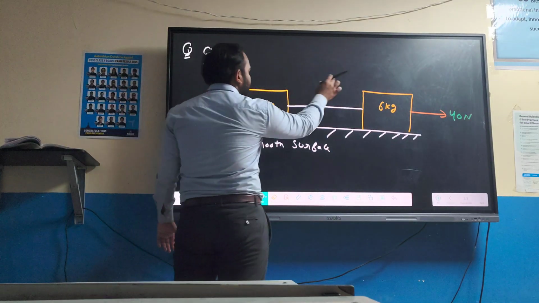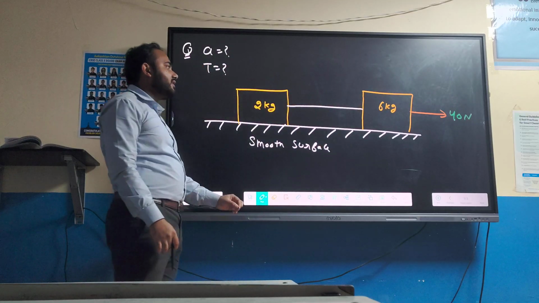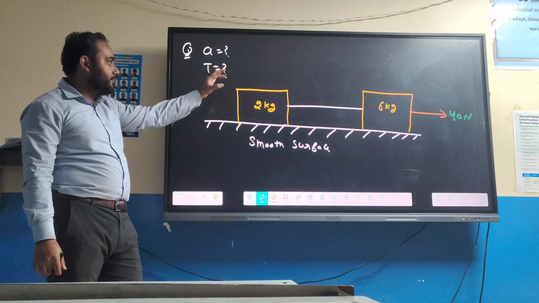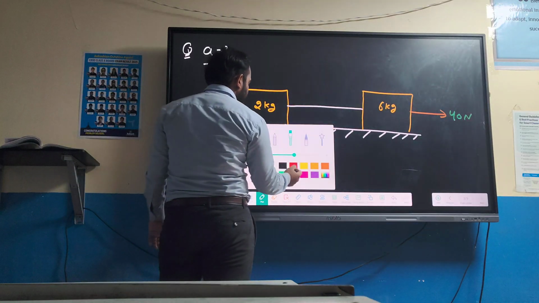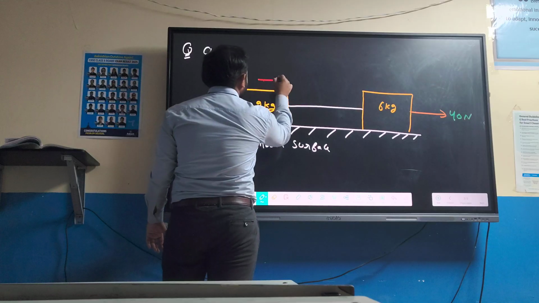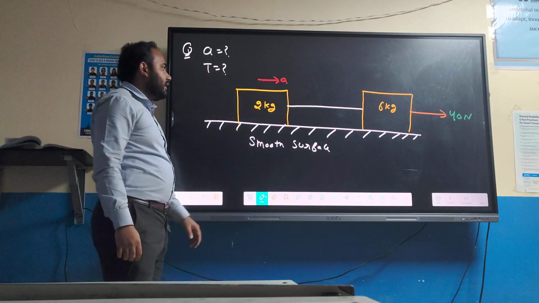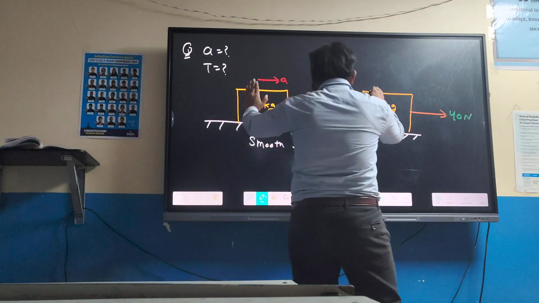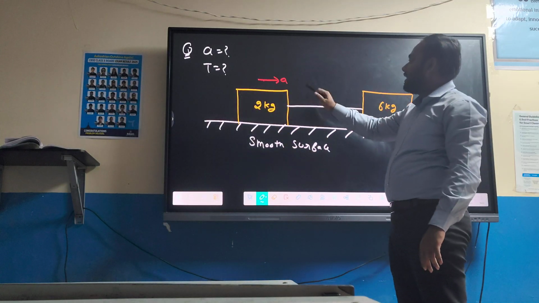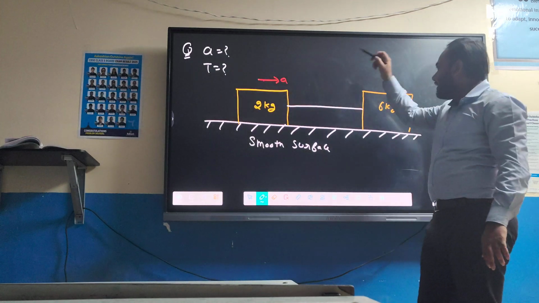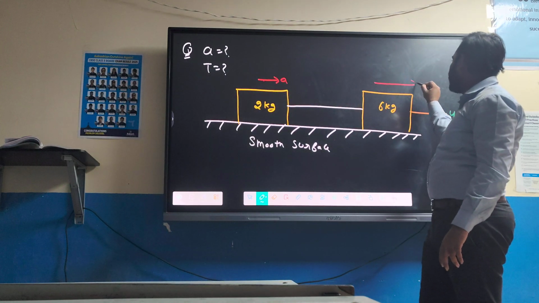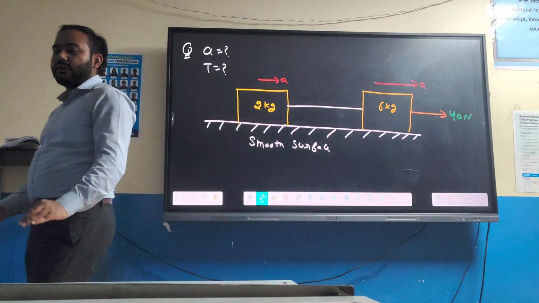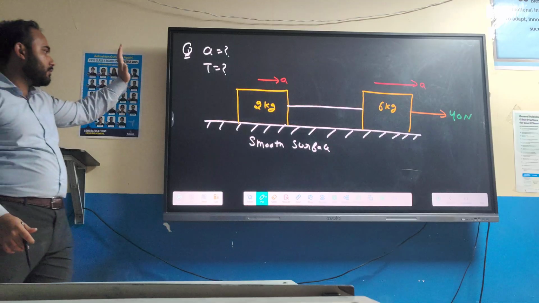As both bodies, 2 kg and 6 kg, are connected to the same string, this is a connected body situation. So we can say if the acceleration of the 2 kg block is A, and the 2 kg is also connected to the 6 kg, then the acceleration of the 6 kg block will also be A. Okay, so let's first find the acceleration of this block.